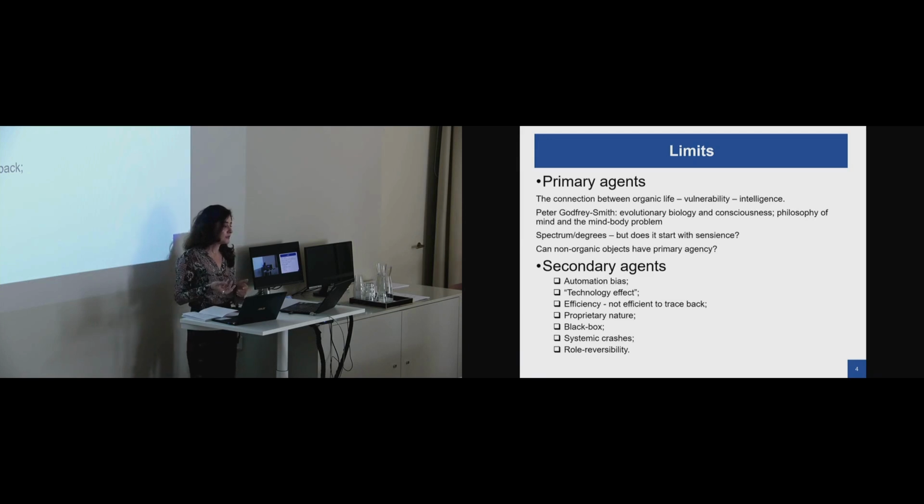There is also the argument of Peter Godfrey Smith in Evolutionary Biology and Consciousness about the mind-body problem. Can we have minds without bodies? Do minds need to be embodied? Again, that's a very scientific debate, and I don't think it has practical application as of now. But the main issues are what's the role of sentience, and can non-organic objects ever develop primary agency? So do you need an organic body in order to develop agency and intelligence? And this is way beyond my scope of research, and I do not have the necessary background in science to answer those questions.